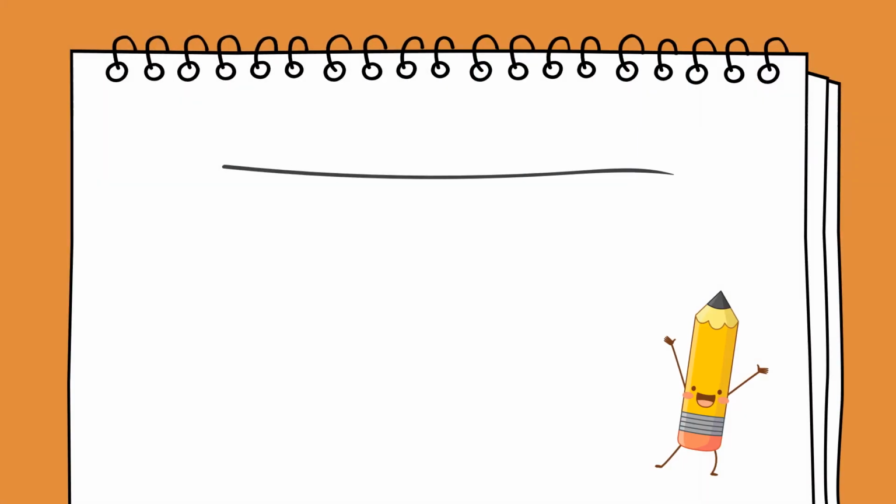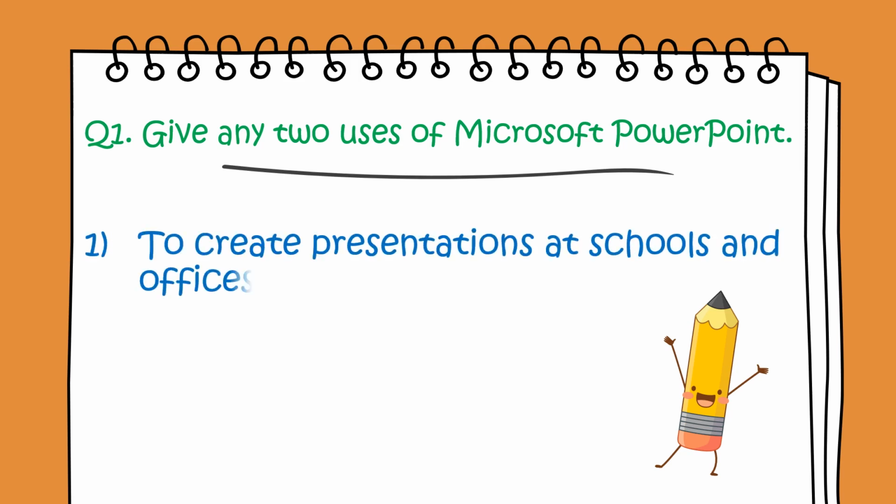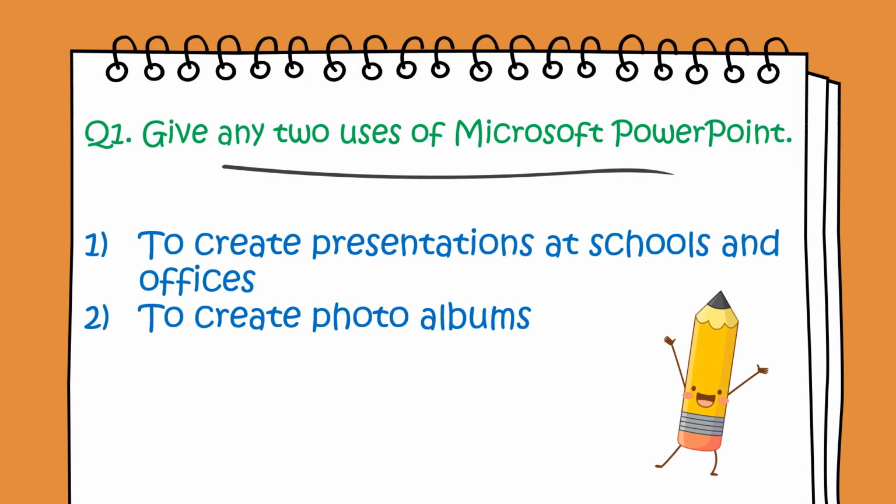Now comes the question answers. These 4 question answers you are going to write in your fair copy. Okay. First question is, give any 2 uses of Microsoft PowerPoint. I had already told you the 2 uses of PowerPoint. One is very simple, that we are going to create presentations. Yes, the first use is it is used to create presentations at schools and offices. Second, it is used to create photo albums. We can create the photo albums or we can create the photo slideshows by using Microsoft PowerPoint.